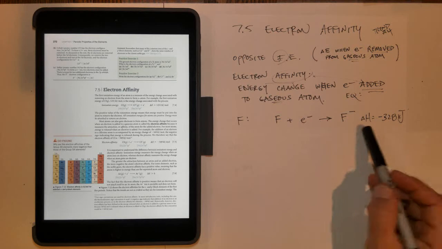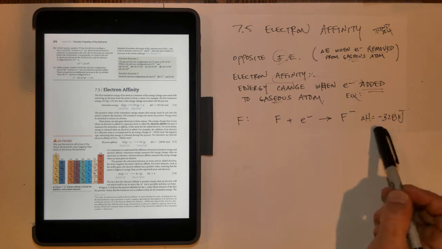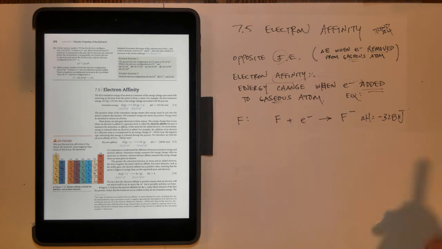And there would be an enthalpy associated with this. This energy right here, negative 328, would tell us that it's an exothermic process. Energy would be given off when that fluorine gained an electron. Not all electron affinities are exothermic, whereas in ionization energy, it always takes energy to put into an atom to remove an electron, so they're always positive. Many electron affinities are negative, but not all of them.